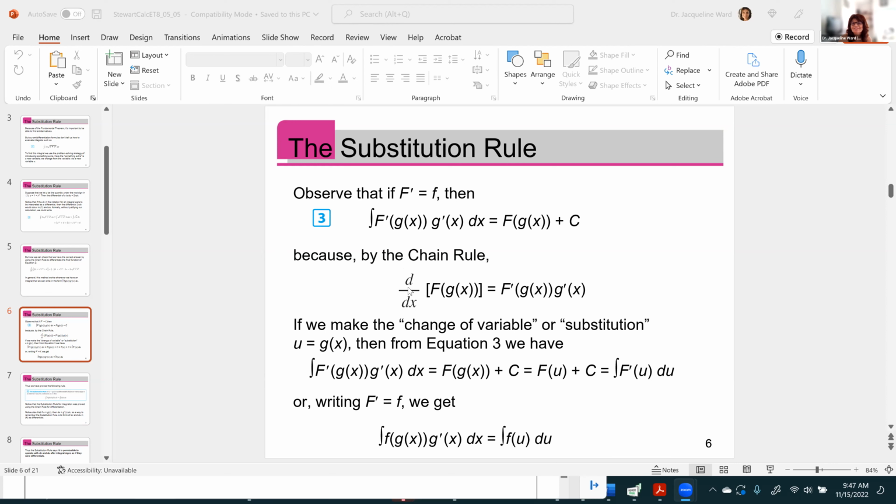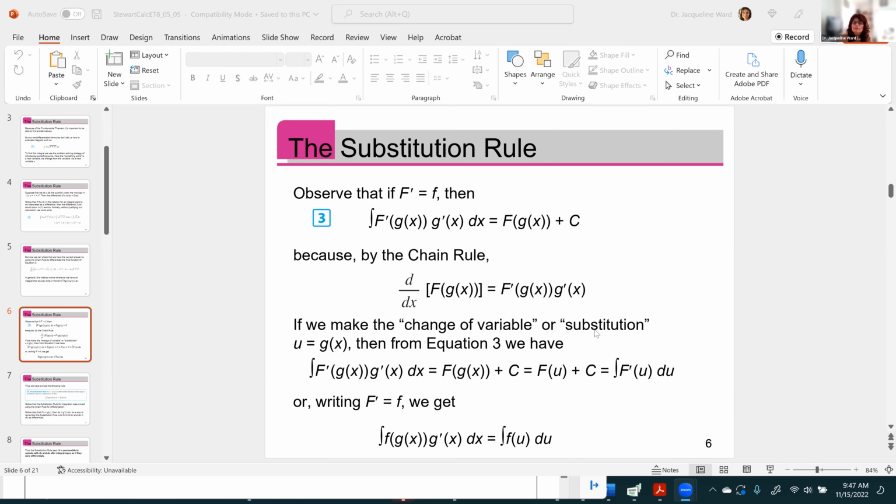Because by the chain rule, when you take the derivative of a composition, it's the derivative of the outer times the derivative of the inner function. Okay. So this is like what we know because we know the derivative, right? Kind of like we knew the derivative of secant was secant tan. So if you integrate secant tan, it's going to be secant, right? We know the antiderivative because we know what the derivative is.